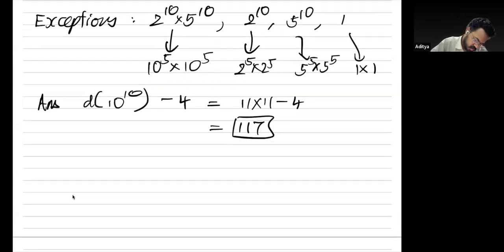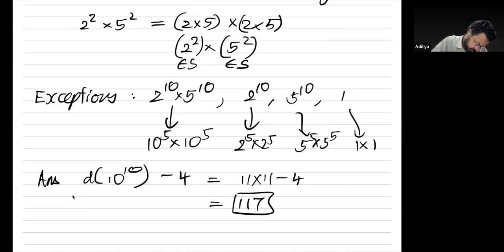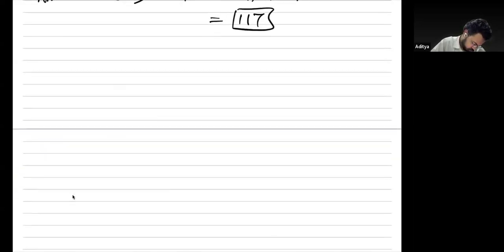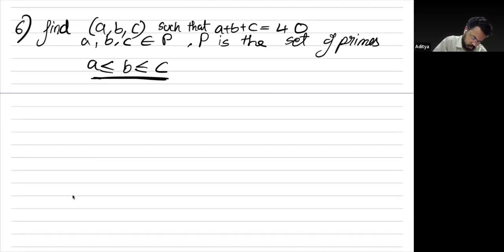We'll do one more question. Try question 6. Find all solutions A, B, C such that A plus B plus C is 40 and all of A, B, C belong to the set of prime numbers. You also have the condition that A is less than or equal to B less than or equal to C.